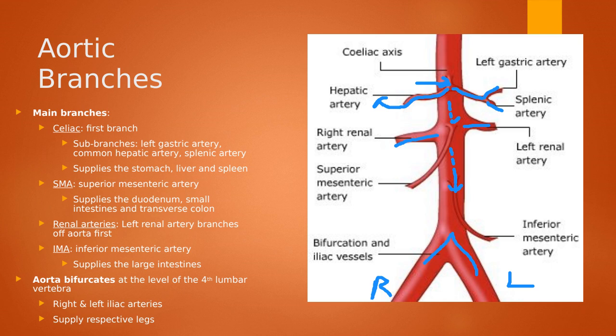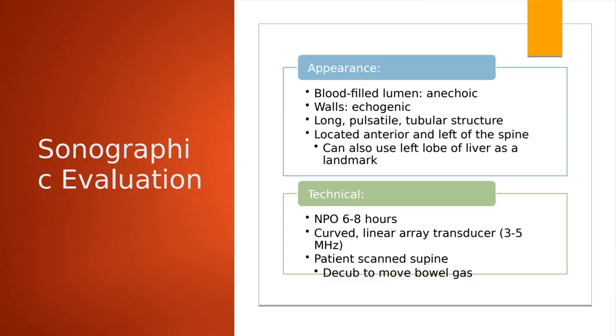So how do we evaluate the aorta on ultrasound? What does it look like, and what is the role of our job? On ultrasound, the appearance should be as anechoic as possible. We want to be able to see that fluid-filled, blood-filled lumen. The lumen is the inner pathway of a vessel or of a duct. The walls of the aorta are going to be very echogenic, and they should be a little bit thicker than the walls of a vein.